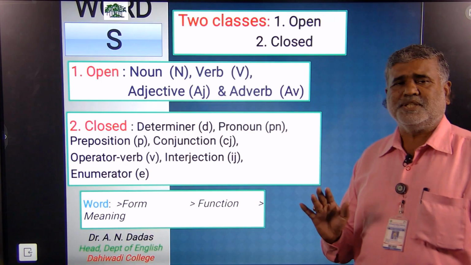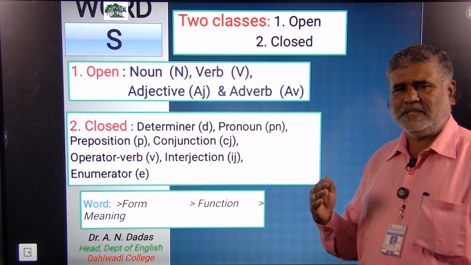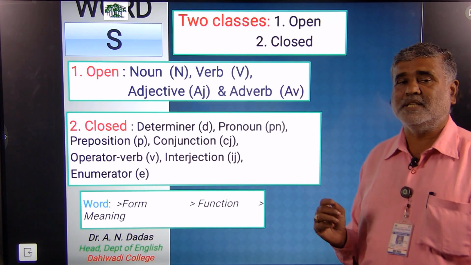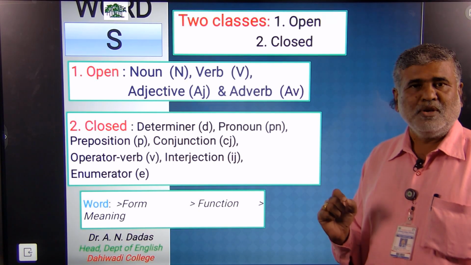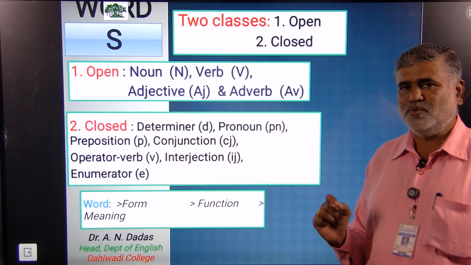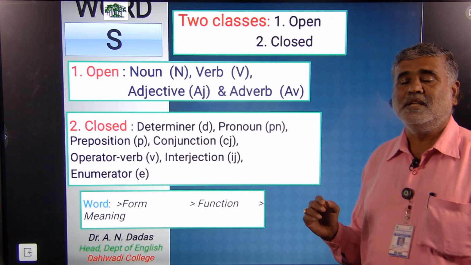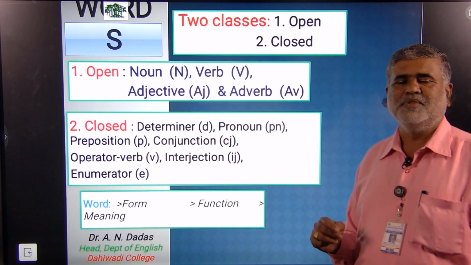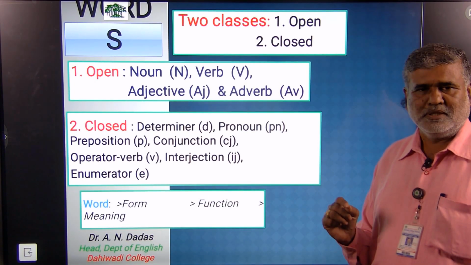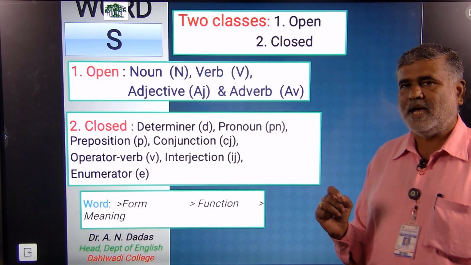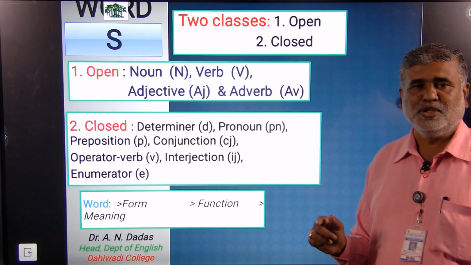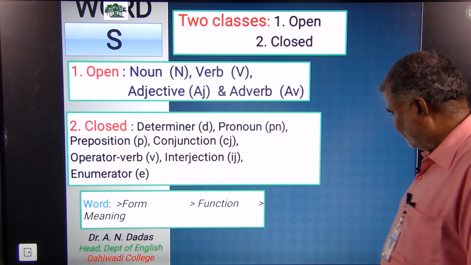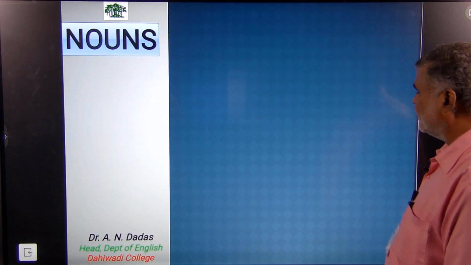Now when we consider a word, we have to look at the word in three different categories. The very first one is form: what kind of word is it? Secondly, we consider the function of that word, and third, we have to think about the word in context as its meaning. So the form of the word, function of the word and meaning of the word are very, very important.